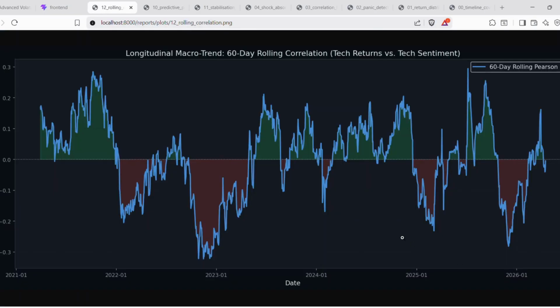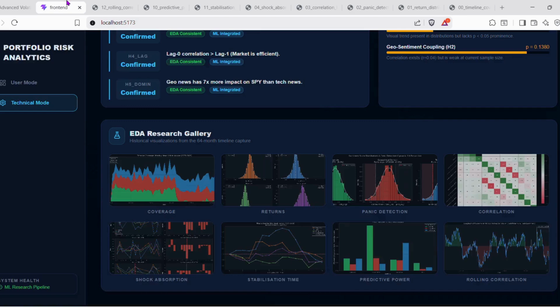And here we try to understand a 60-day correlation when we are comparing the tech returns versus the tech sentiment that was calculated on the basis of the RoBERTa transformer that we had utilized.